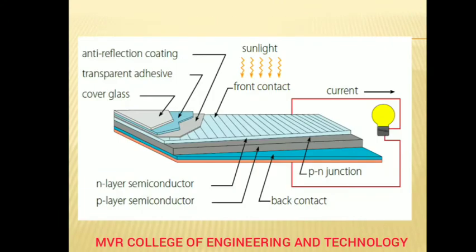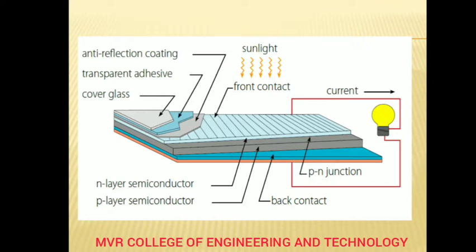You can see the clear image of the panel here. There is a PN junction here. You know about the PN junction diode, which has a P layer and an N layer. In the same manner you can see the P-type layer and N-type layer here. There is a transparent cover glass with an anti-reflection coating in order to absorb more heat of the sunlight. There is a front contact, and whenever sunlight hits this panel you receive it at the front contact. The N-layer and P-layer semiconductors are there, and the back layer transmits your current.